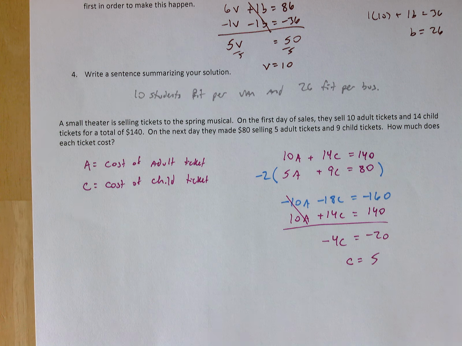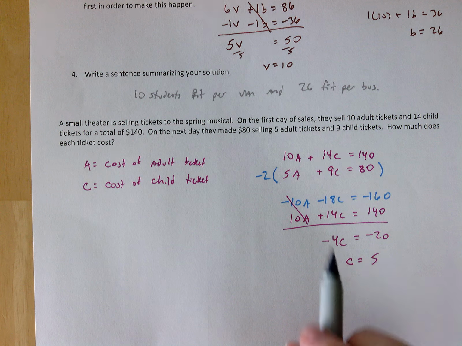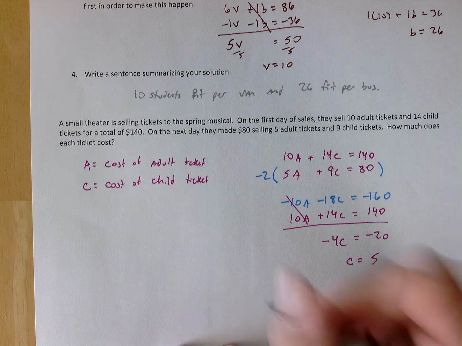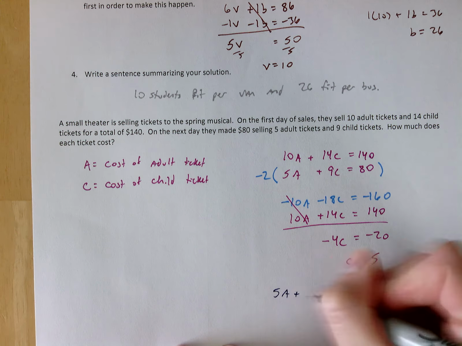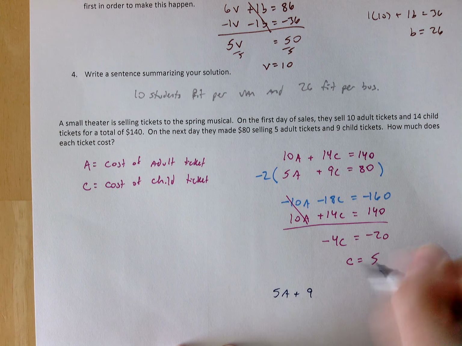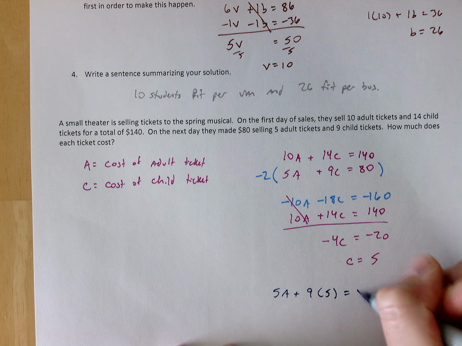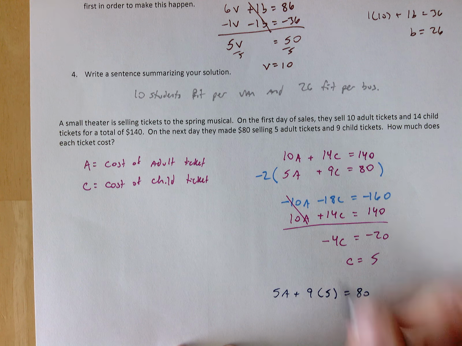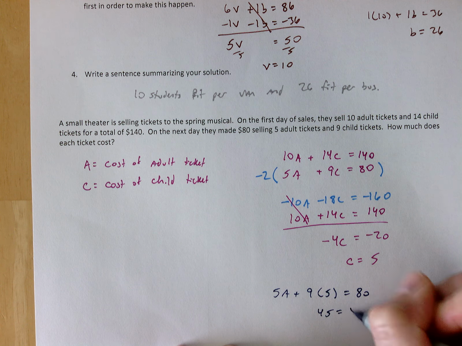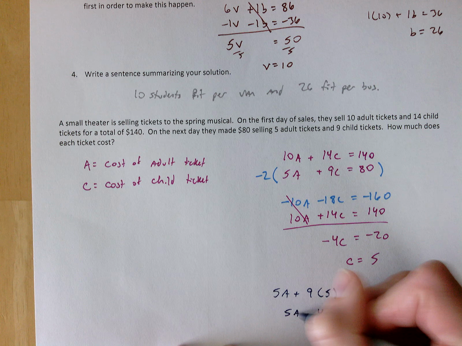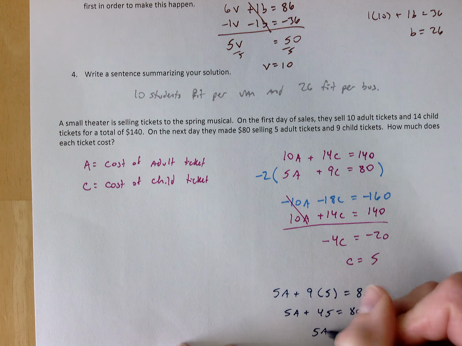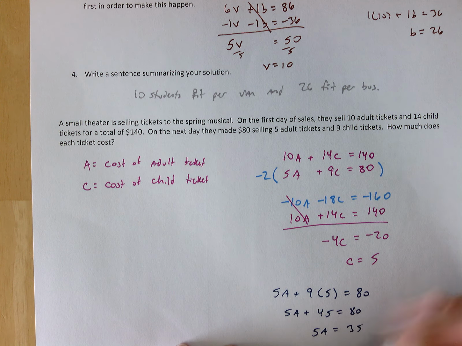Great, so now we got the cost of a child ticket. Go back to either one of your equations. It doesn't matter which one. I think I'm going to use the second one because I feel like using the 5 and the 9 will be easier. So I'll do 5a plus 9 times c, but we just figured out c is 5, equals 80. 9 times 5 is 45. Subtract the 45 from both sides. 5a is going to be 35, and then a is 7.